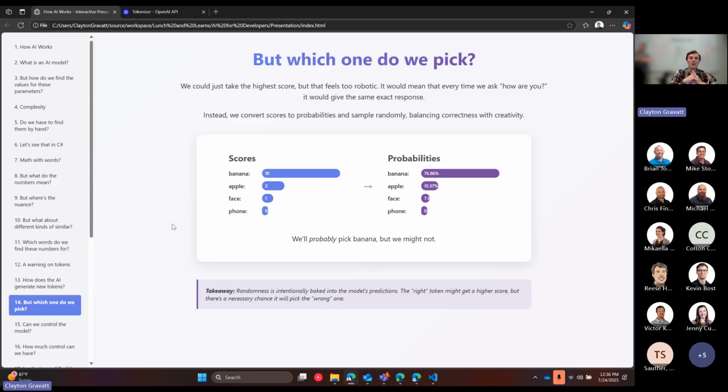So instead, let's convert our scores to probabilities and then sample from that probability distribution where we have some balance between correctness and creativity, where most of the time it'll pick banana, but sometimes it'll pick apple, and more rarely it'll pick face, unfortunately, and then phone down here. So we'll probably pick banana, but we might not. And this is very important, that this idea of randomness is intentionally baked into the model's predictions, that the right token might get a higher score, but there's a necessary and intentional chance that it can pick the wrong token. This idea of scores to probabilities is very important.